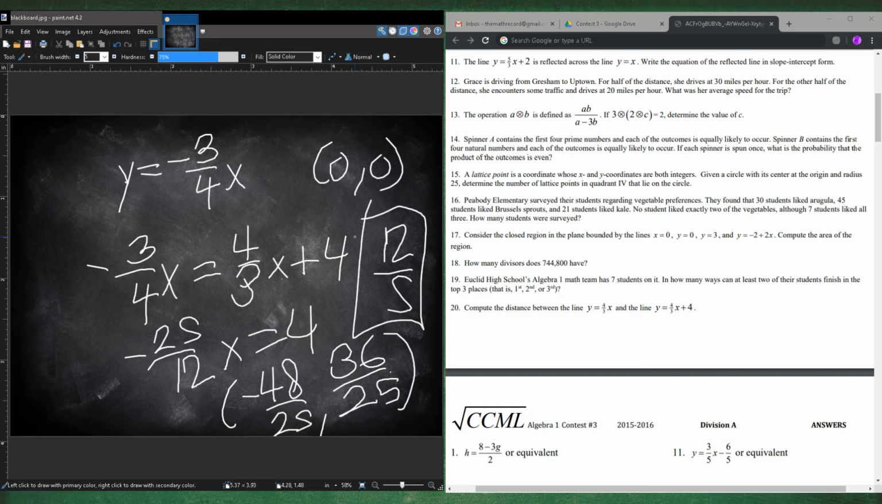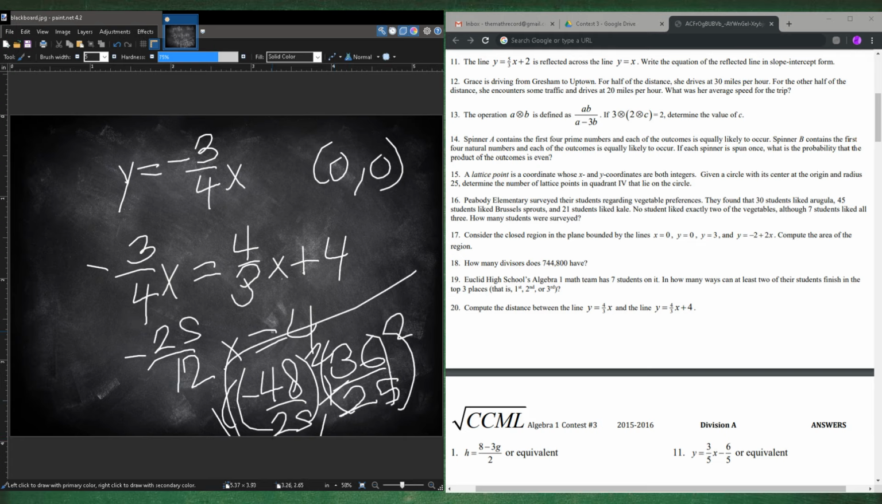So basically that's simple. Since it's 0, 0, a shortcut is that you don't have to subtract and do all that work. You can just see this amount and square it, and this amount and square it, add them together, and square root the entire thing, and you get the answer. So that's the answer, 12 over 5.